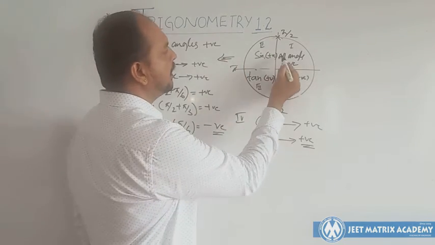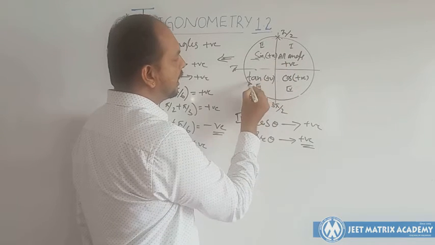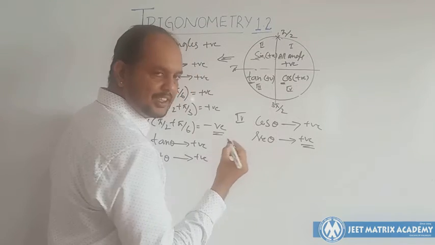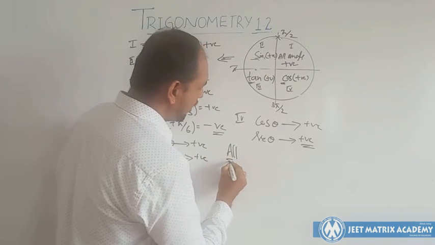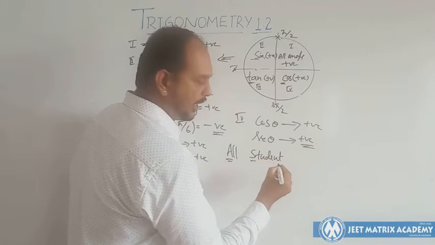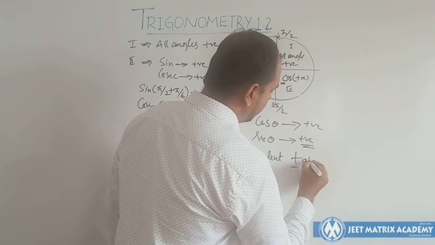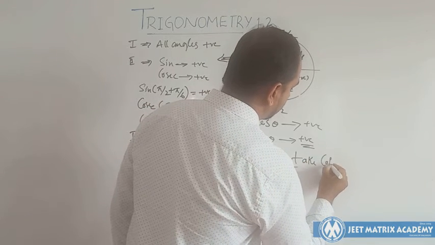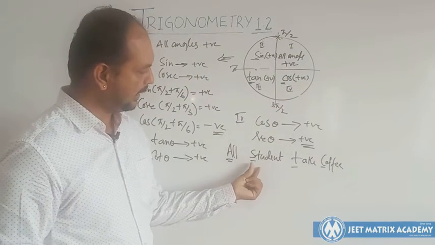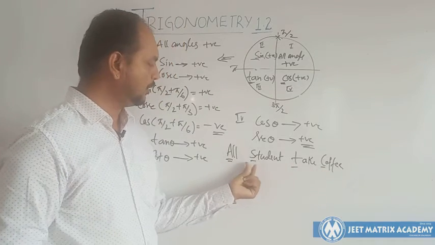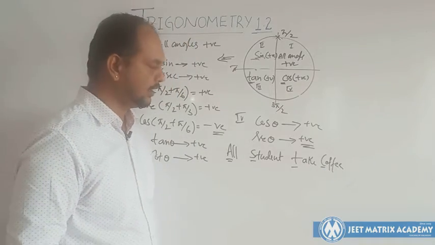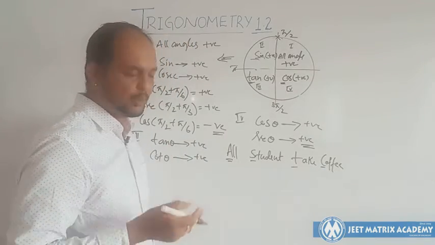So how do you remember? Here A, here S, here tan, here cos. So you can just remember with one simple sentence: all students take coffee. You can see the first letters of the words are A, S, T, C. All students take coffee. This way you could write it, or you can create your own sentence.